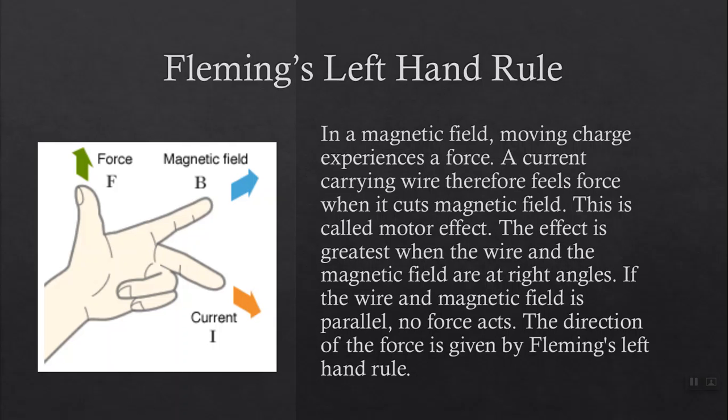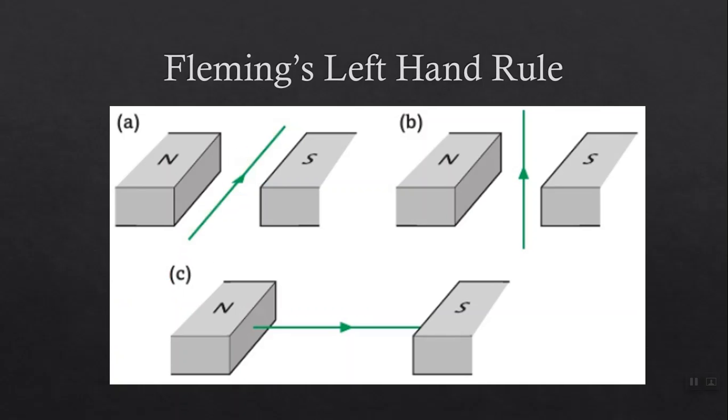However, remember, if the current is passing parallel to the magnetic field, or at least no component is there perpendicular to the magnetic field, then there will be no net force in the conductor. Right. Now we'll try to apply Fleming's left hand rule for these three figures.